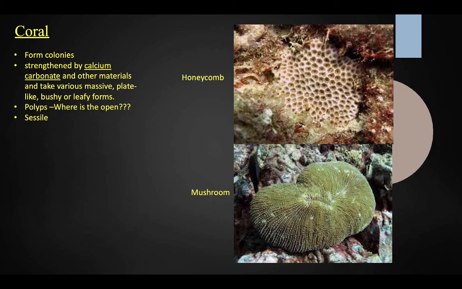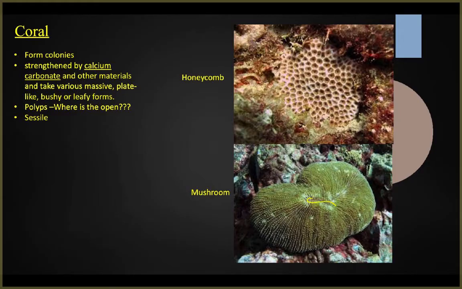Now coral is a little different. It doesn't like to be by itself. So it generally forms colonies, and it's strengthened by calcium carbonate, and there are other materials that take various massive, plate-like, brushy and leaf forms. They are generally in the polyp state, and they're sessile. You look at where the openings are, and you can see all these different holes. This will give you an idea of whether it's a polyp or a Medusa. This is a honeycomb structure here, and this is a mushroom structure.